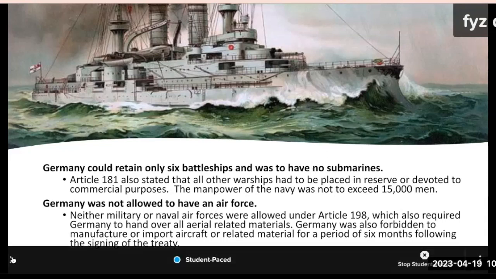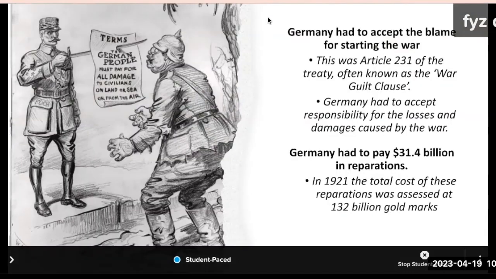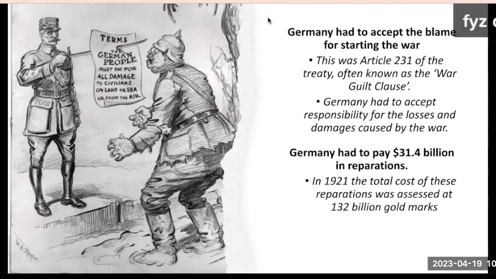Now, we're also going to see that with the Treaty of Versailles, the Weimar Republic, who rules Germany at the time, had to accept blame. This is called the War Guilt Clause, Article 231. This is one of those articles that you're really going to need to know about. That Article 231, that is famous, right?